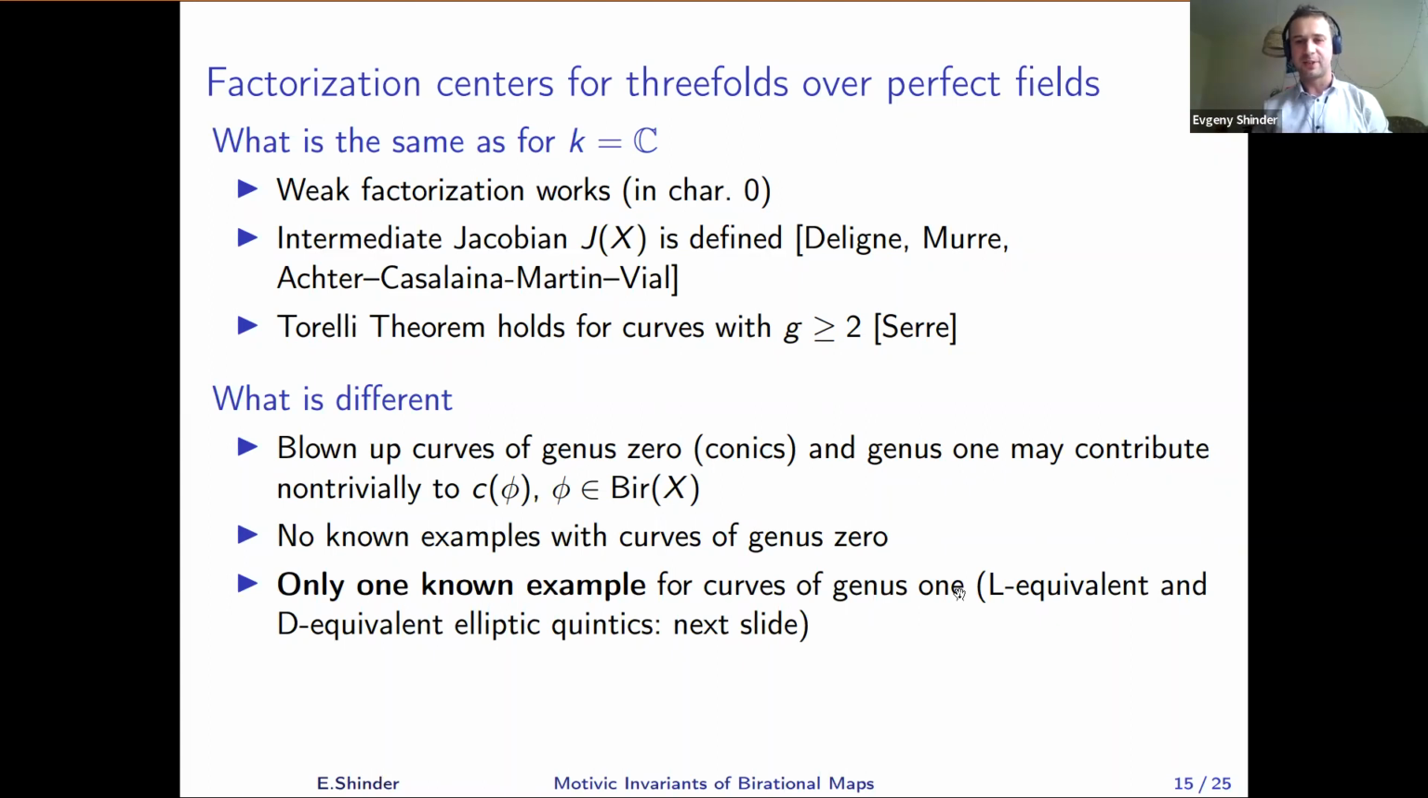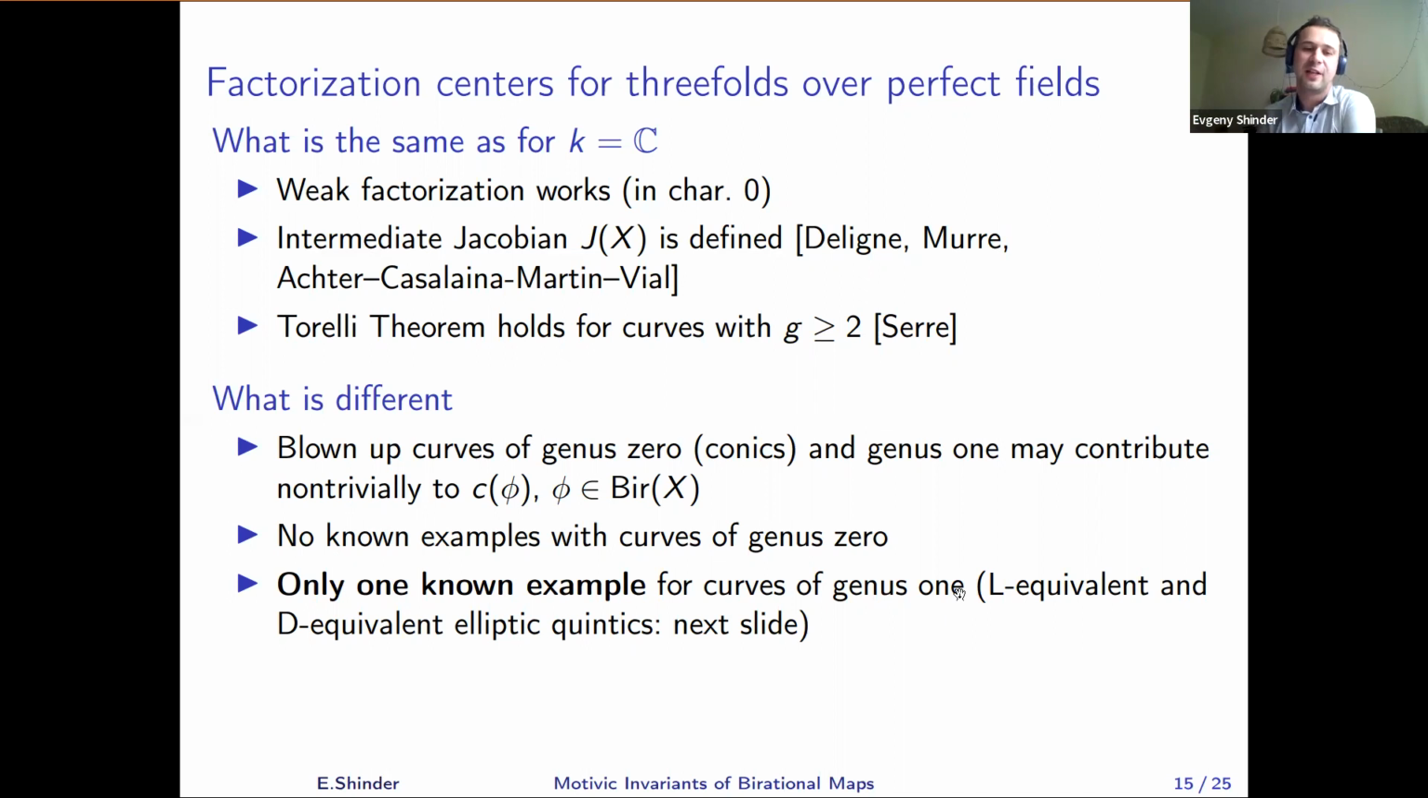We don't know any examples of genus 0, namely whether you can have a self-map from a threefold to itself where you blow up one conic but contract onto another conic. We don't have anything like this, but we do have an example where you blow up a genus 1 curve and contract onto a different genus 1 curve.